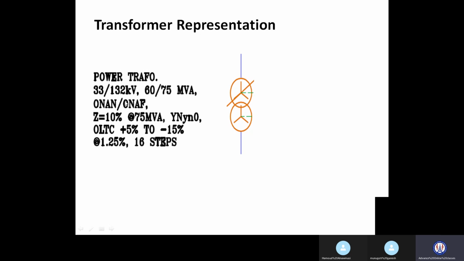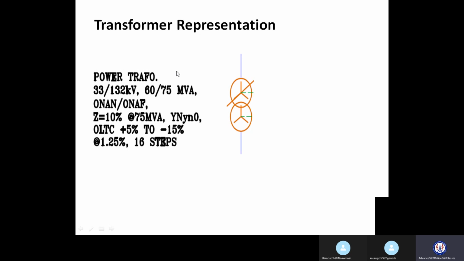For the voltage rating of the transformer, we always represent first the primary winding voltage rating, then the secondary winding. The primary winding is the winding through which power enters the transformer, and the secondary winding is the one from which power goes out. So here 33 by 132 means the primary winding is 33 kV, through which power enters, and the secondary winding is 132 kV. That means your transformer is a step up type.